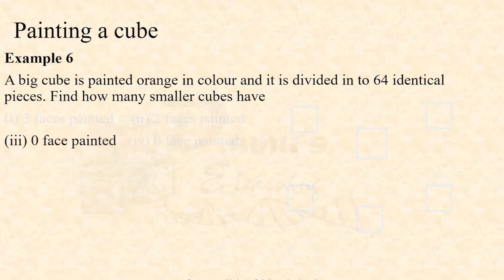0 face painted means cubes that are completely inside. We know that inside a 4x4x4 cube, you will get a 2x2x2 cube. So this cube is completely inside, therefore not at all painted. Therefore, 0 face painted cubes are 2 into 2 into 2, that is 8.